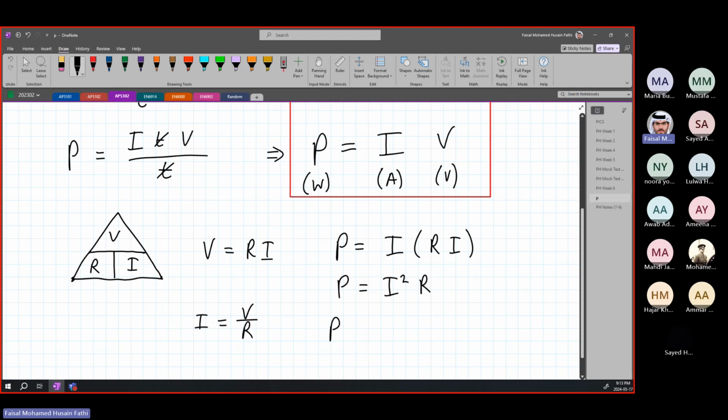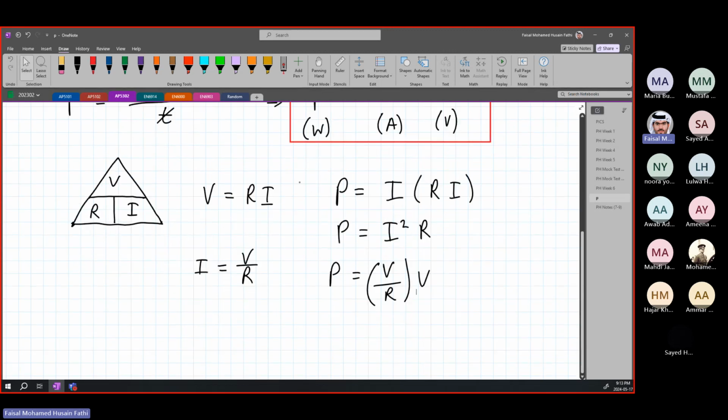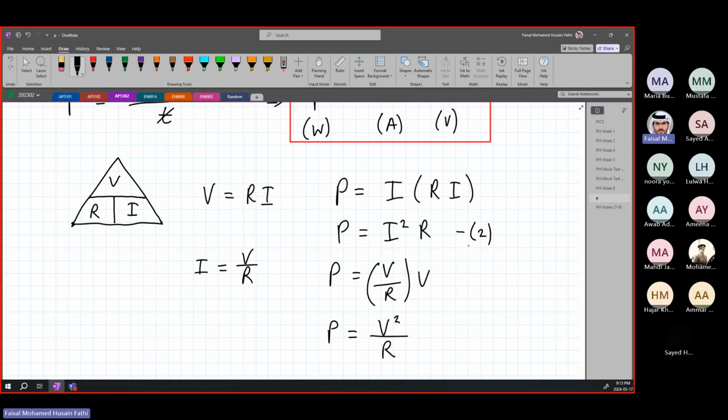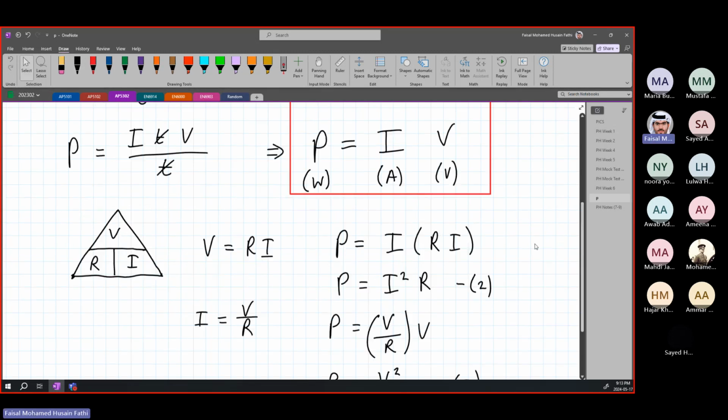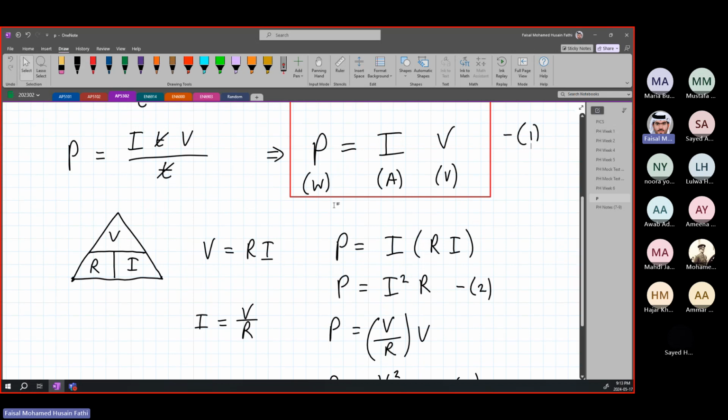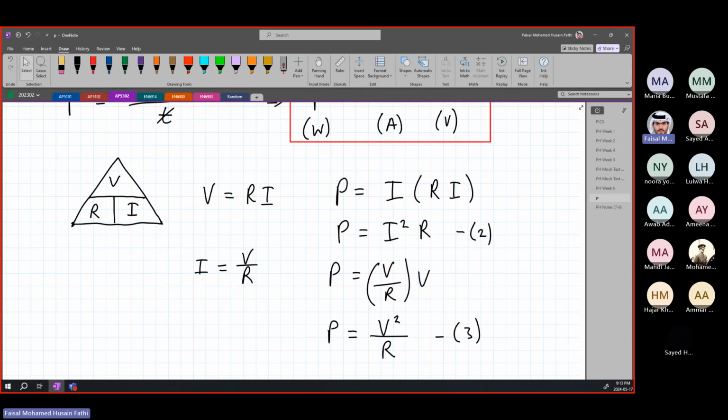Again, if we substitute this back into the original equation for I, we're going to get V divided by R times V. In other words, power is also equal to V squared divided by R. So this is just another equation that can be used. These are all the exact same power equation that is used for electrical systems, and you can find the power in watts of any circuit by applying whichever form depends on what you are given in your question.